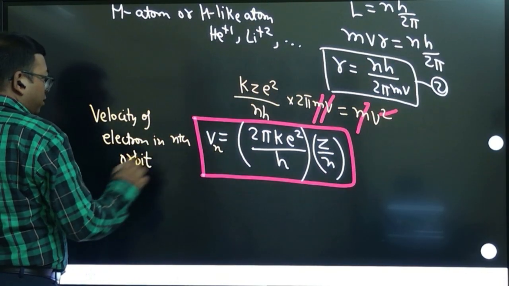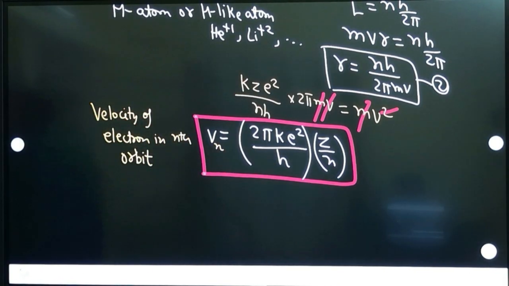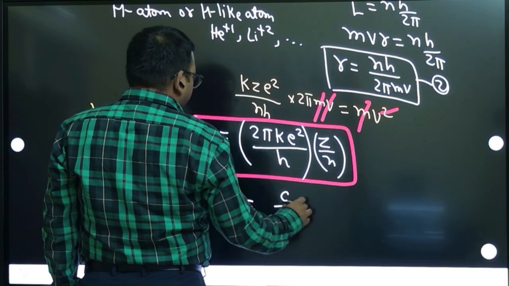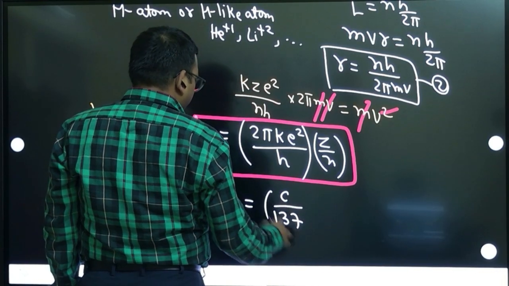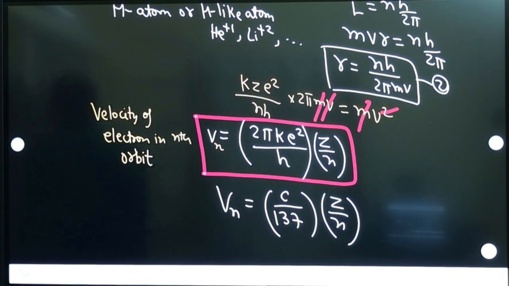Now I want to calculate this value because all these values are already known, right? K, Z, all these things are already known. So how much this comes? It also, if you try to calculate in terms of the speed of light, comes C by 137, Z by n. Now what is C by 137? You calculate. Okay, C is the speed of light. You know that. Calculate C by 137. You calculate. Nearly 2.19 it will come.